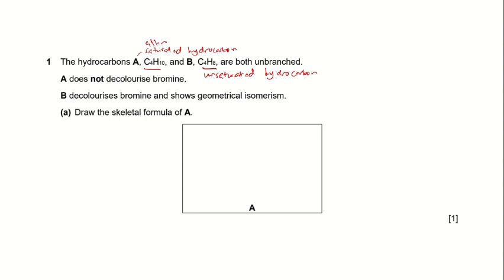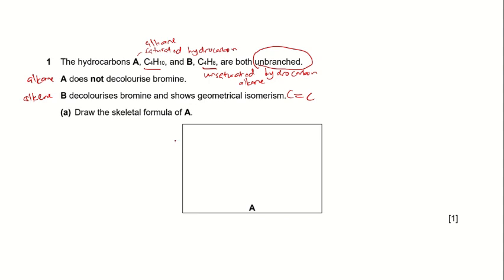So that means A is alkane and B is alkene, right? Because the general formula for alkane will be CnH2n+2 and alkene will be CnH2n. Both of them are unbranched. Very important, this point. A does not decolorize bromine, so this statement confirms that A is actually an alkane. B decolorizes bromine and shows geometrical isomerism. So B has a double bond and it decolorizes bromine, again confirms that B is an alkene.